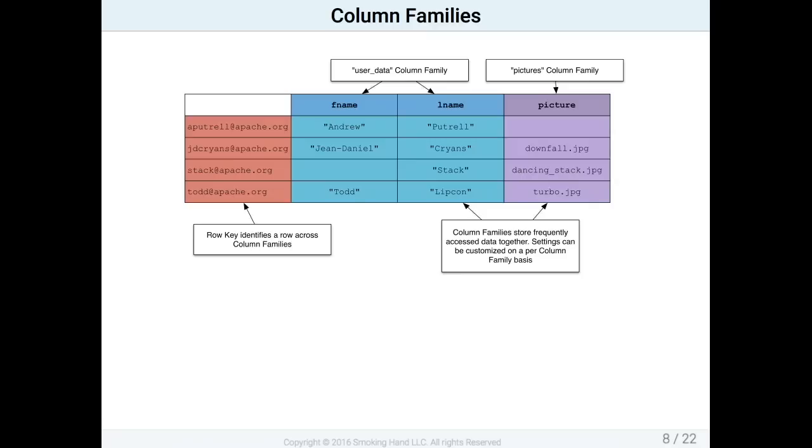As a result of doing that, we can do some interesting things, and we can group commonly used data together so that it can be read faster. So that's generally what we do with column families. We can group data together to read faster. We can group data together because it has similar characteristics. So we can do settings on a per column family basis.